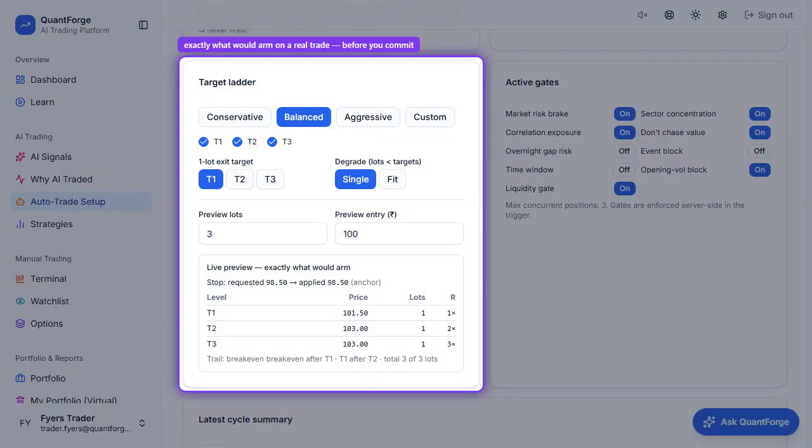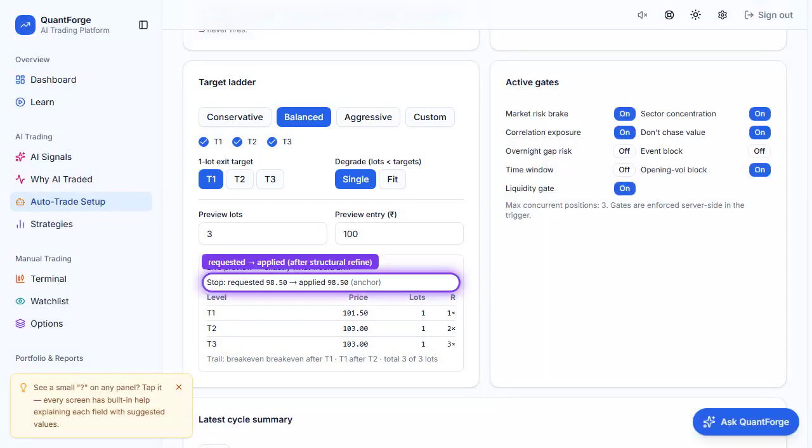This live preview shows a stop in a little table of levels. The best part of the tab, it shows exactly what would arm on a real trade with your current settings, before you commit to anything. The top line shows the stop the engine requested and the stop it actually applied after refining. Then the table lists each rung.